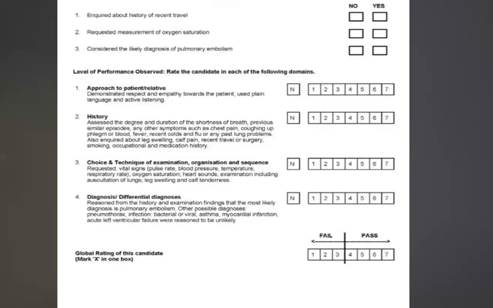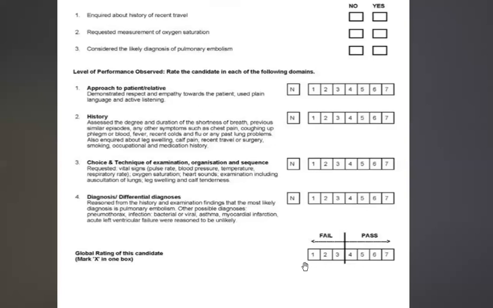Other possibilities might be differential 1, differential 2, differential 3, differential 4. And then justify. So my main diagnosis is most likely this because you had these findings in your examination and these findings in your history. My differentials are this, but considering these findings that you have, or these findings that you didn't have, or we can just say your findings weren't consistent with these, I would consider these to be less likely.